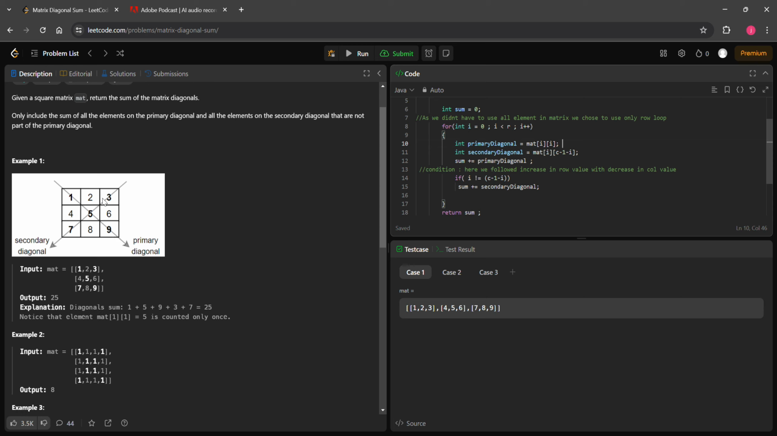Now we need to find the secondary diagonal. The secondary diagonal values are 3, 5, 7. So what is the position of 3? It's the 0 row and the third column, which is 0 comma 2. See, in array mat of 0, with indices 0, 1, 2, it is 3. The second value is in 1 of 1, and then 2 of 0.